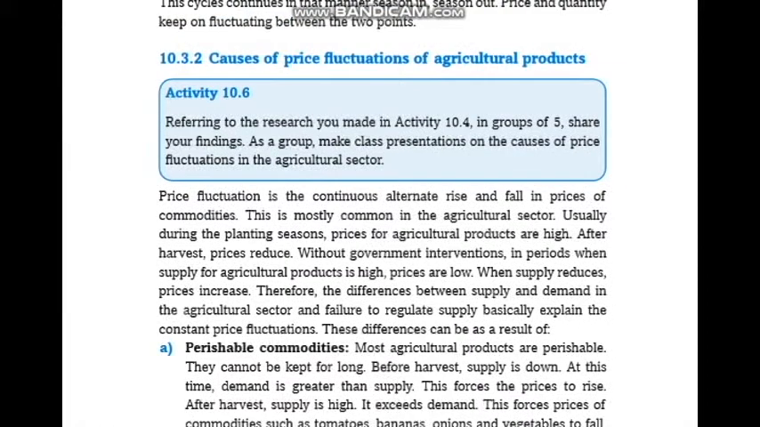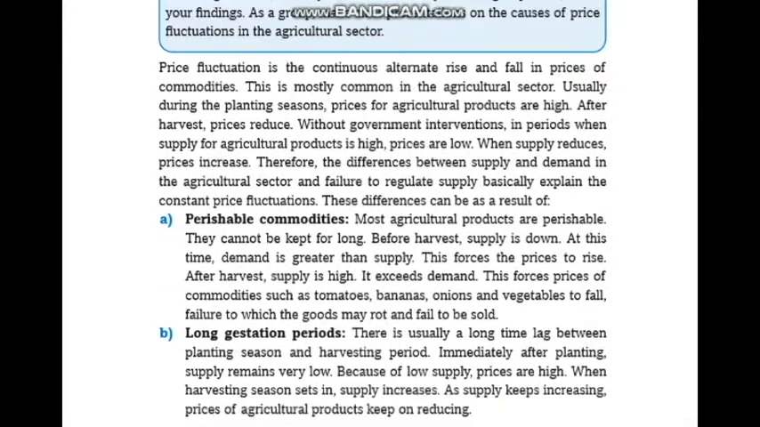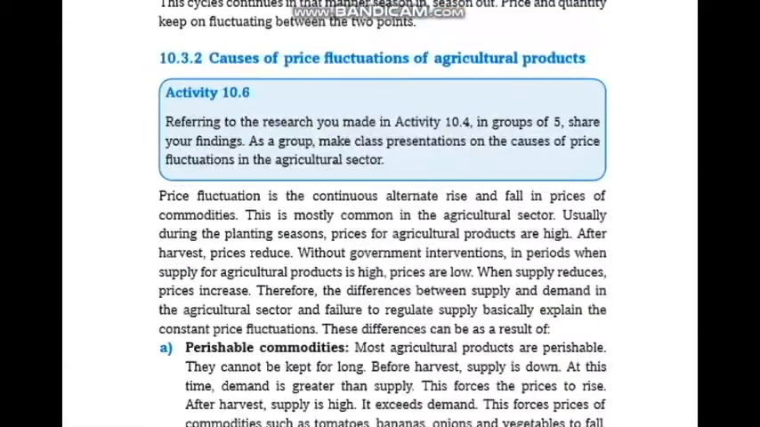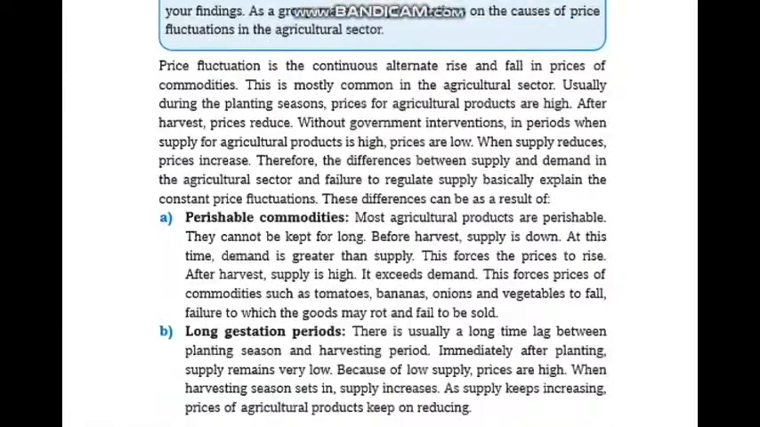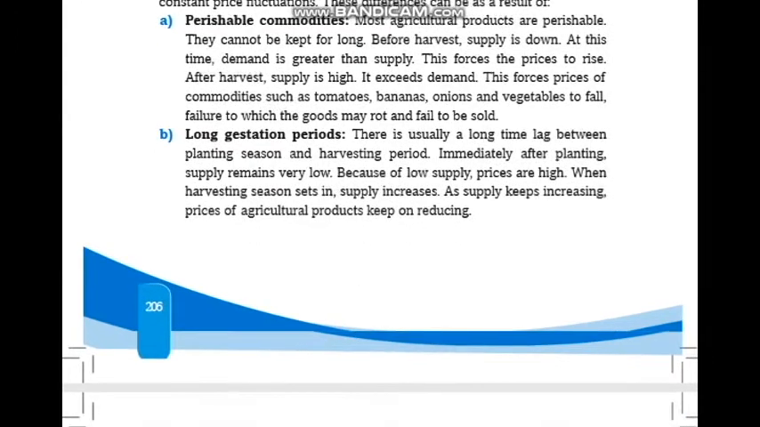What are the causes of price fluctuation of agricultural products? There are different reasons for price fluctuations in agricultural production. Number A, perishable commodities. Most agricultural products are perishable. They cannot be kept for long. Before harvest, supply is down.